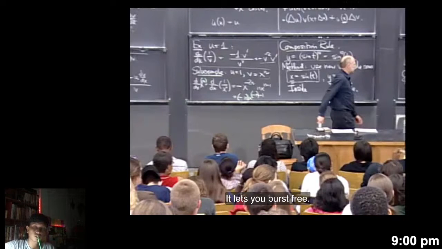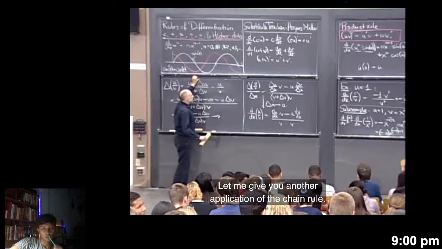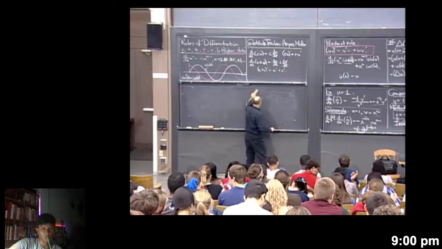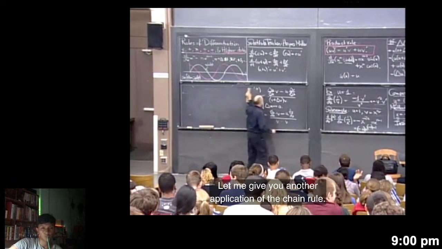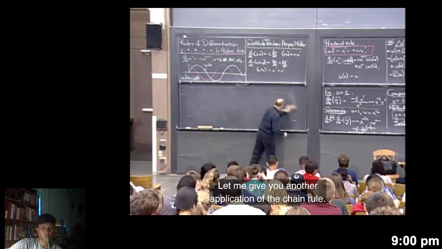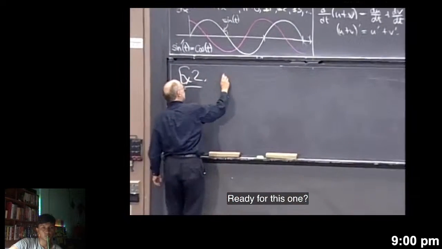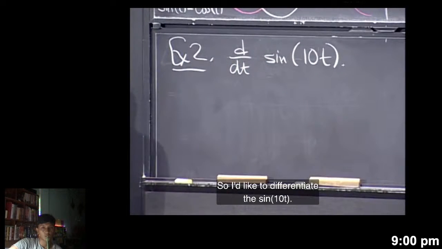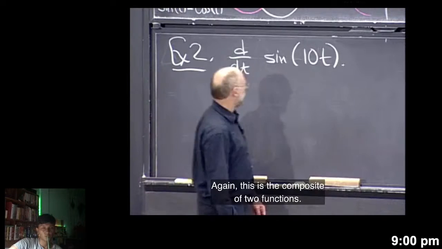Let me give you another application of the chain rule. Ready for this one? So I'd like to differentiate the sine of 10t. Now, okay, so this is again a composite of two functions. What's the inside function? Okay, so I think I'll introduce a new variable.